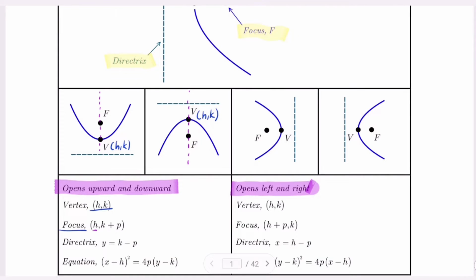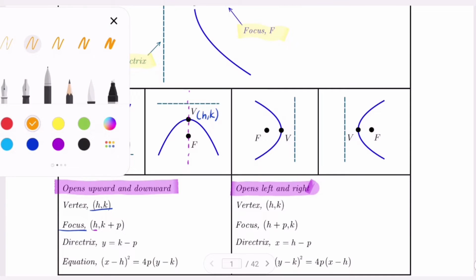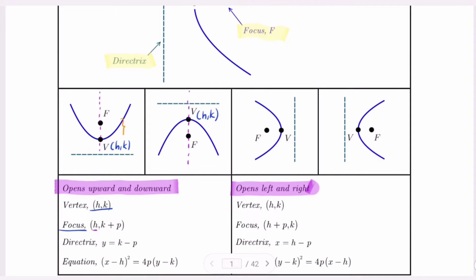But what about the K? The distance between the focus and vertex is P. It is similar to the distance between vertex and directrix. So the coordinate for focus will be H, K plus P. And for the directrix, it's going to be Y equals to K minus P. The equation for these 2 types of parabolas will be x minus H squared equals to 4P times Y minus K.